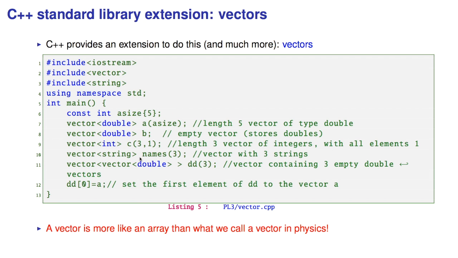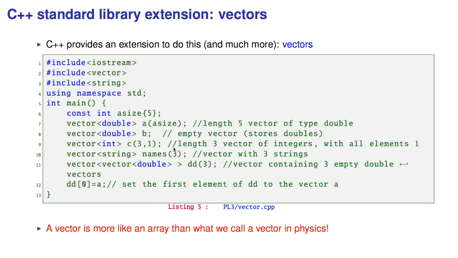I can make a vector of strings, names. So you can have a vector with 3 strings, which clearly would hold names. Or I can make a vector of vectors of doubles, dd3. So dd contains 3 empty double vectors. And I could, for example, set dd[0] to a. And if you look at what a is, a was a vector. So this sets the first element of dd to the vector a. So there's lots of weird stuff I'm doing over there.